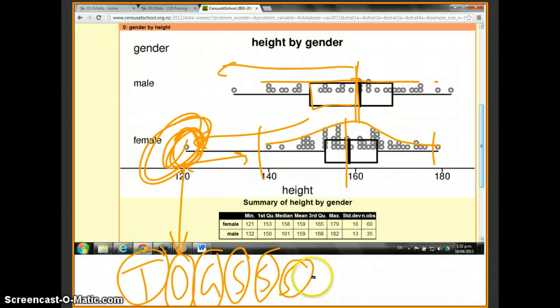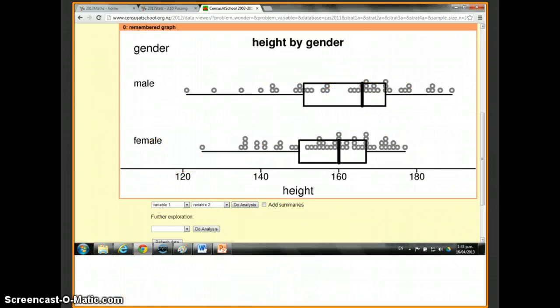And skew. So skew's got to do with the tail. So it's actually, this one here is skewed more than that. This is more symmetrical. And this one here is a little bit skewed to the left because that box there is wider, longer than the one to the right. Let's have a look at the next one.